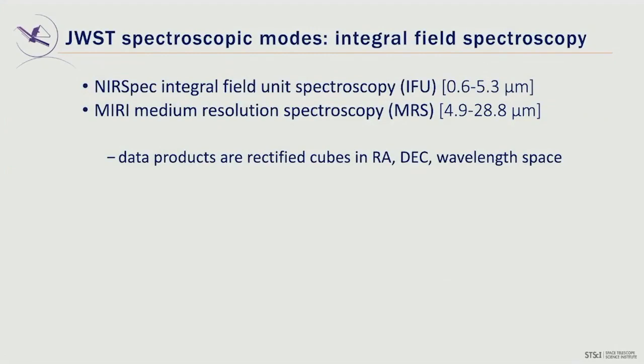Finally, the last category is integral field spectroscopy. There are two modes for this: the NIRSpec integral field unit spectroscopy, or IFU, and then MIRI medium resolution spectroscopy, or MRS. These provide spatially resolved spectroscopy, for NIRSpec covering the full near-infrared wavelength range, and for MRS the full mid-infrared wavelength range of 5 to 29 microns.